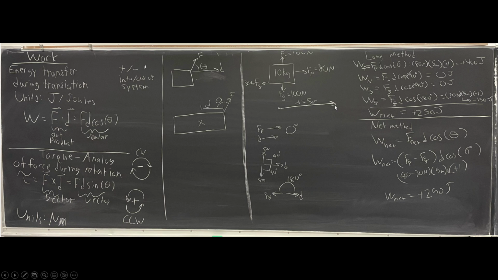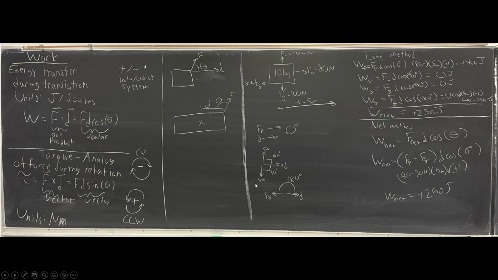Now, here's how we can look at the angles between our forces and our displacement vector. Our applied force is to the right and our displacement is to the right, so they're parallel and in the same direction. The angle that we would use here is 0 degrees.